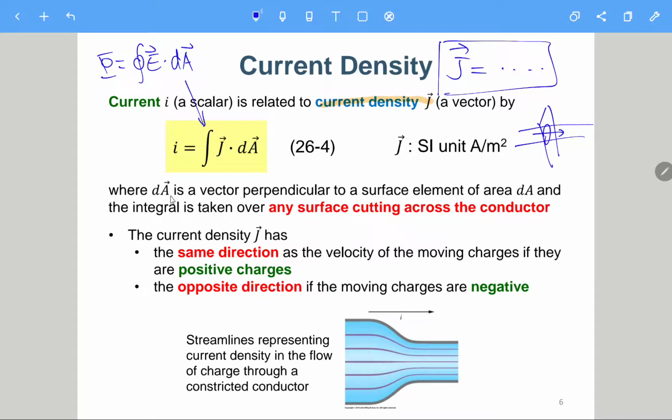And dA is a vector perpendicular to the surface element of area dA. The integral is taken over any surface cutting across the conductor. The current density has the same direction as the velocity of the moving charge if they are positive charge, and the opposite direction if the moving charge is negative. Actually, for a conductor, we already know that the moving charge is the electron, which is a negative charge. So usually it's the latter case.